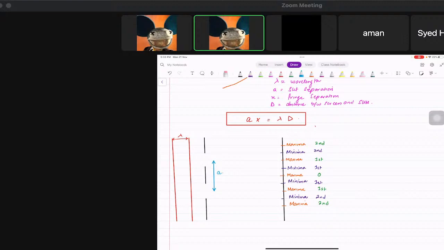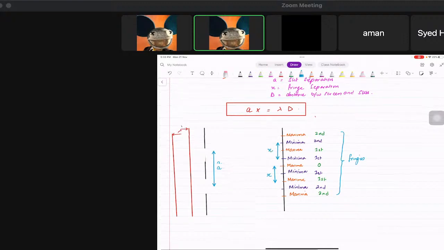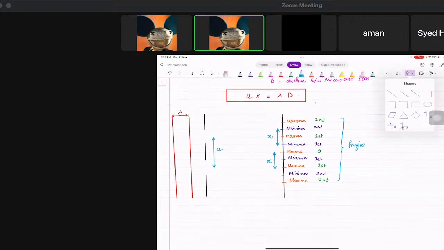All of these, what you see right now, are called the fringes. Between one fringe and another, like one maxima to another, that's the fringe spacing, or minima to minima, that's also fringe spacing, same thing. And this distance from the slit to the screen, you have the distance too.